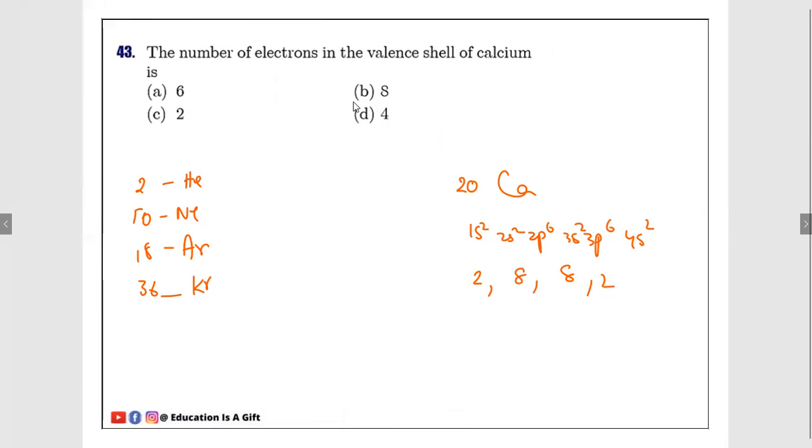And if you observe the valency, what is the valency of calcium? It has 2 electrons extra than argon. Argon is 18, calcium is 20. The difference between 18 and 20, 20 minus 18, is equal to 2. So the answer is C, 2.